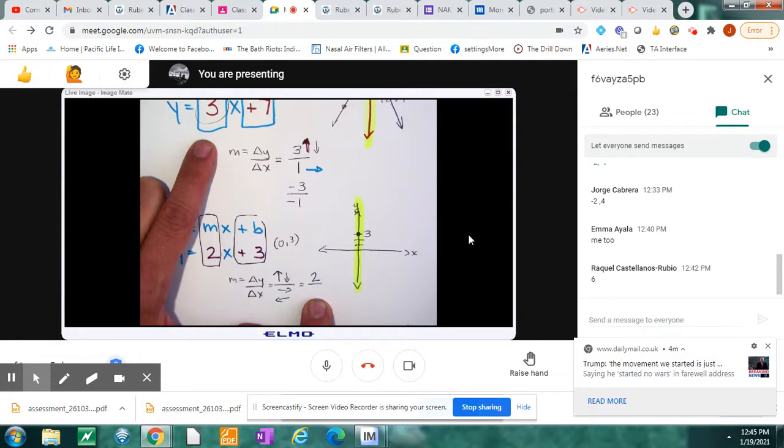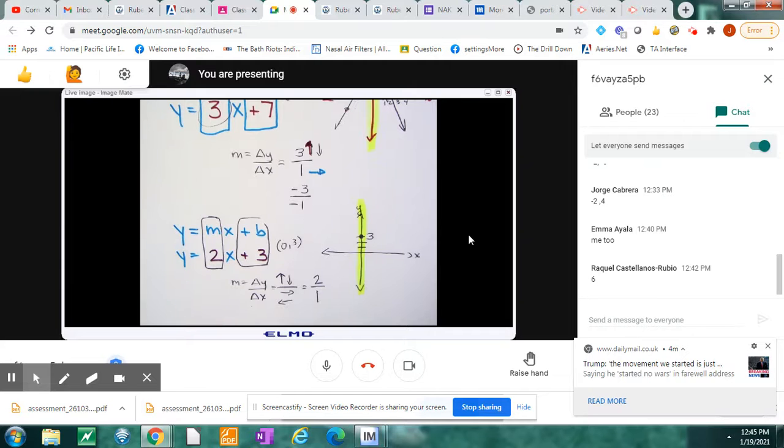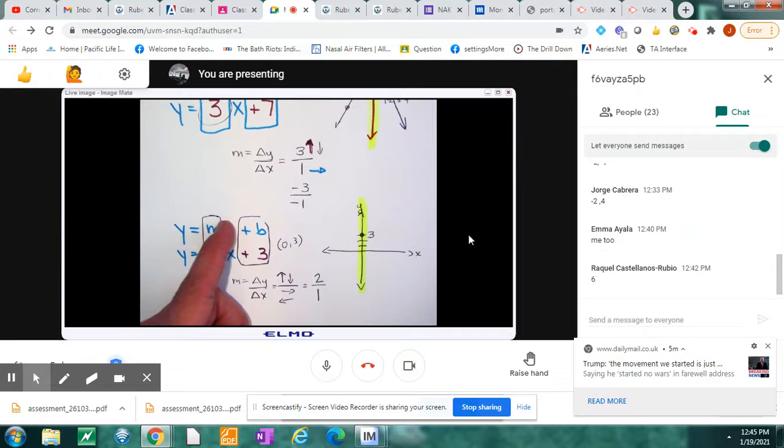We can't put 0, right? We have to put 1, because 2 over 1 is 2. If you put 2 over 0, that's undefined. 2 divided by 0, there's no such thing. So that's why we have to put a 1, because 2 over 1 is 2, because we need a change. So now what are we going to do?